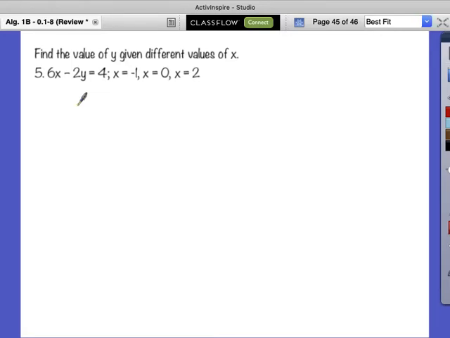What's happening with our variable? What's our variable we're trying to solve for? Well, y. What's happening with our variable y? Multiplied by -2, and subtracted from 6x. It's subtracting from 6x. So what are we going to get rid of first? The 6x. How do we get rid of a positive 6x? Minus 6x. Subtract 6x.